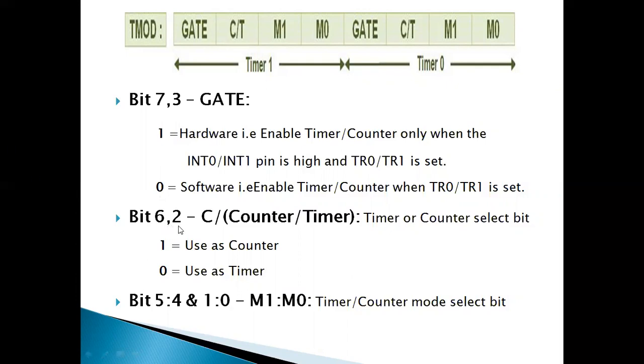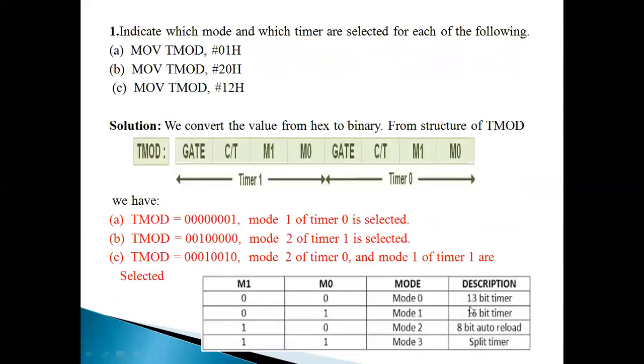Next, bit 6 and 2, that is C bar T, the counter or timer bit. If this bit is 1, it means use it as a counter. If this bit is 0, then use it as a timer or a delay generator. Then bits 5 and 4, and 1 and 0, are the M1 and M0 bits. They are known as the timer or counter mode select bits.